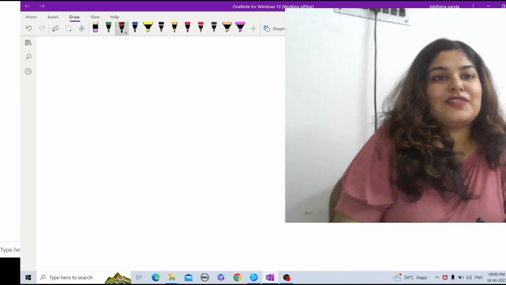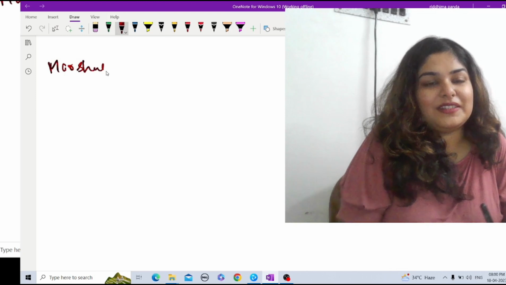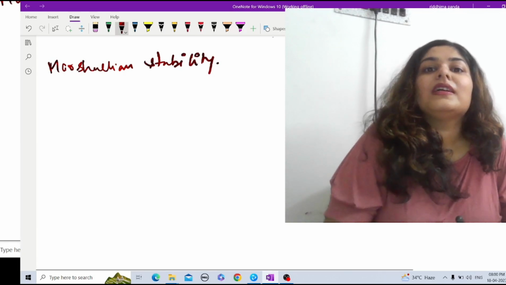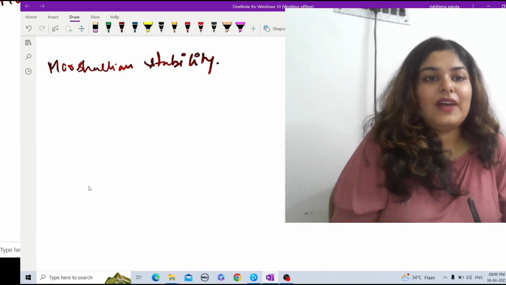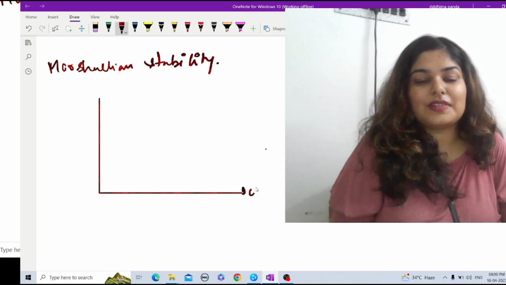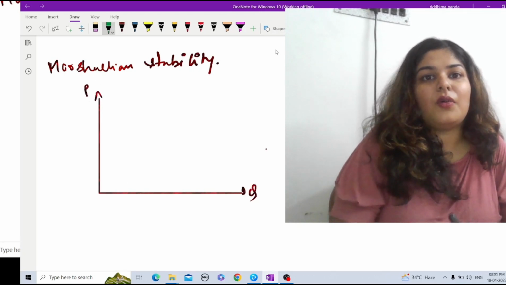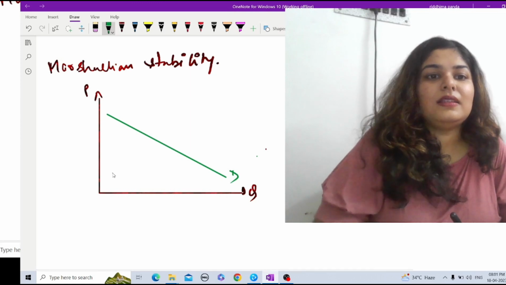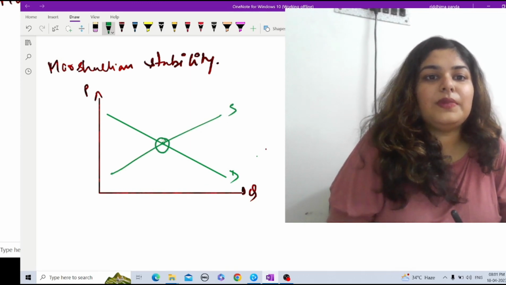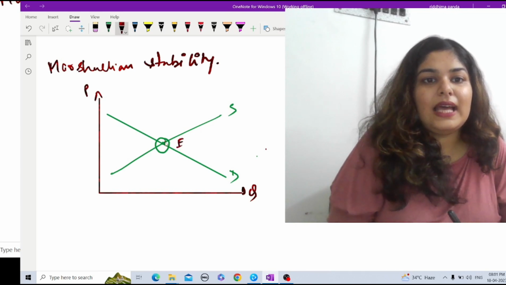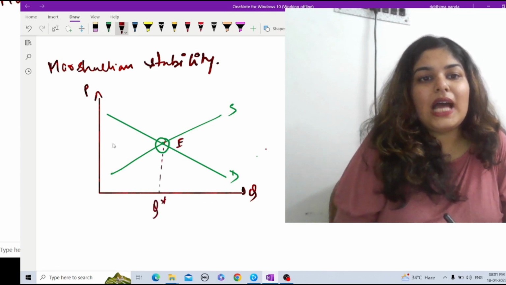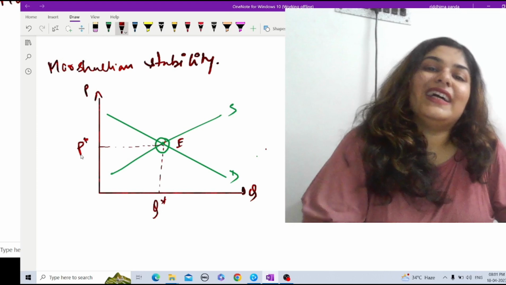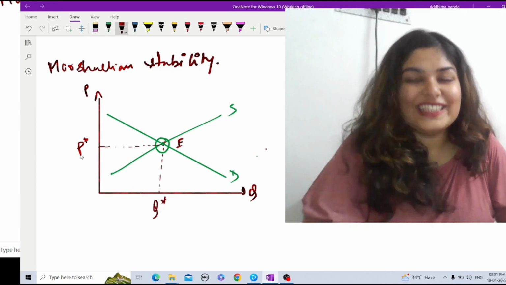So, to understand this, let us try to understand the Marshallian way of explaining stability. Let us again draw our market demand curve and the supply curve. This is quantity, this is the price. Now we have our demand curve. This is D and this is S. Again, the equilibrium is at point, say, E, and the quantity is at point Q star, and the price is at P star. So P star and Q star are the equilibrium price and quantity at which excess demand and excess supply are zero, that is, the market completely clears, and this is the equilibrium point.